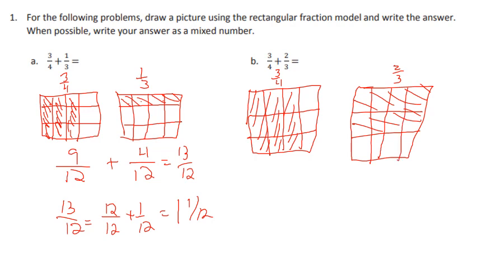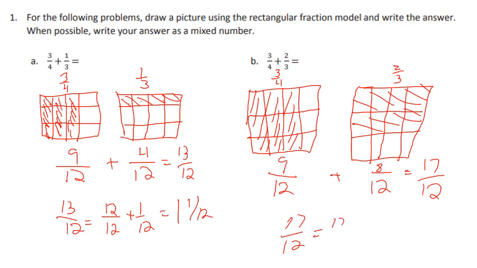And we can see here this is once again common denominators were 12. And on this one, we end up with 9/12. On this one, we end up with 8/12, which gives us 17/12. Now, 17/12 is equal to 12/12 plus 5/12. So it equals 1 and 5/12.